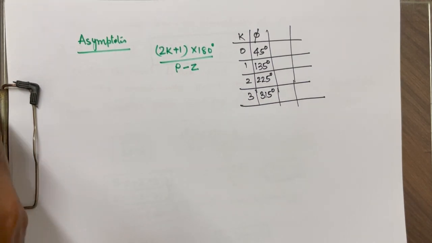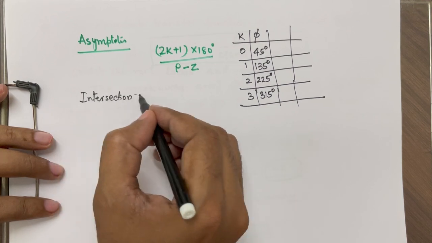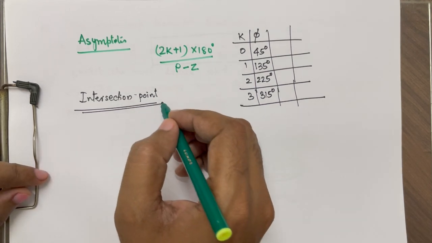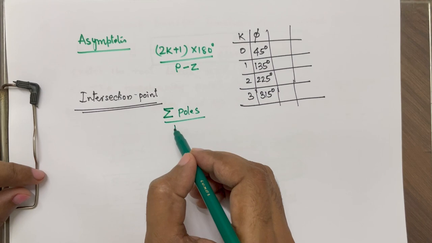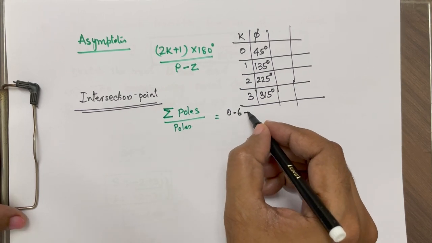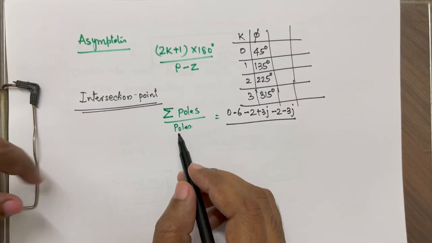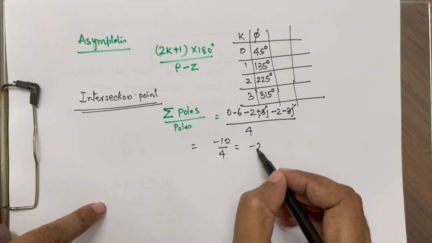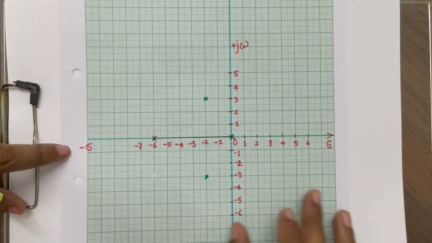So we are going to draw those angles. Also, the intersection point on the real axis: the intersection point of the asymptotes on the real axis we can find using the summation of all the poles divided by the number of poles. So the summation of all the poles will be 0 minus 6 minus 2 plus 3j, then minus 2 minus 3j, divided by 4, the number of poles. So it is minus 10 by 4, that is minus 2.5. So this will be the intersection point of all these asymptotes on the real axis. Let us take this and draw it.